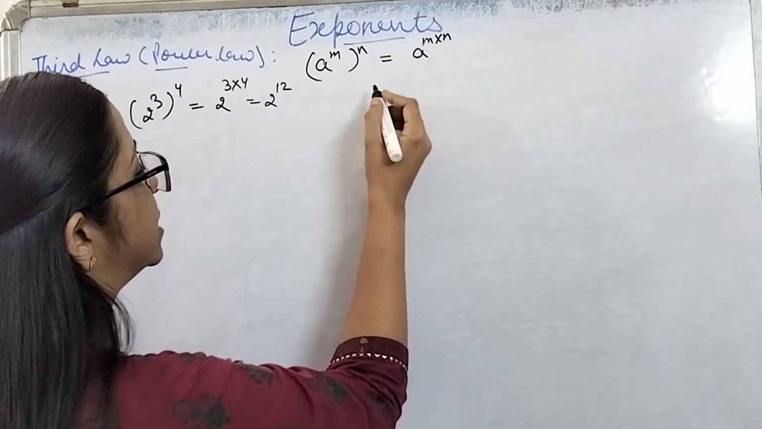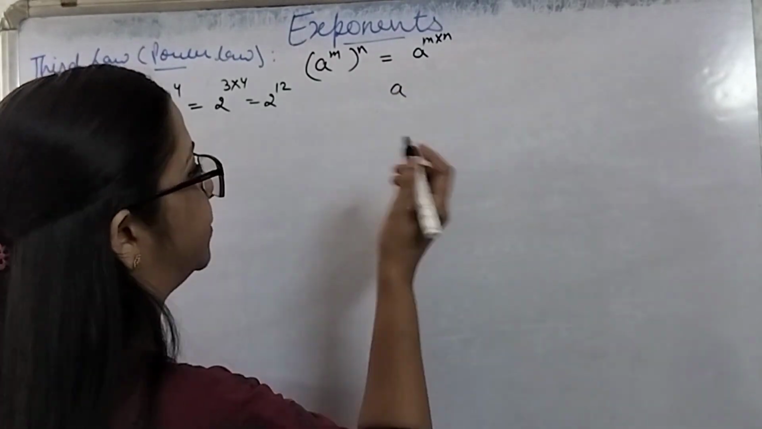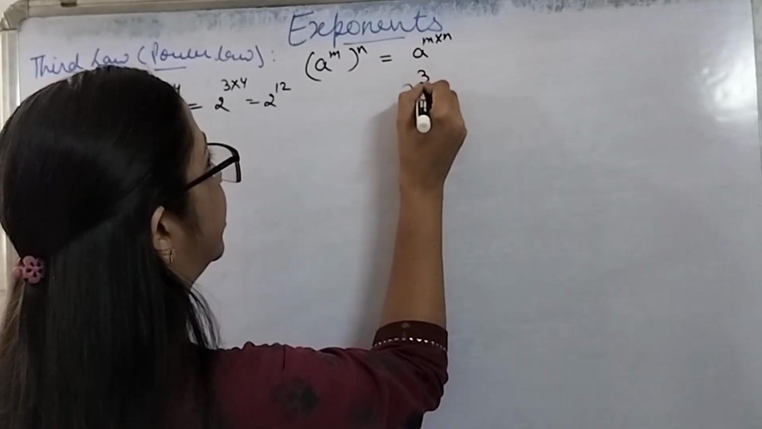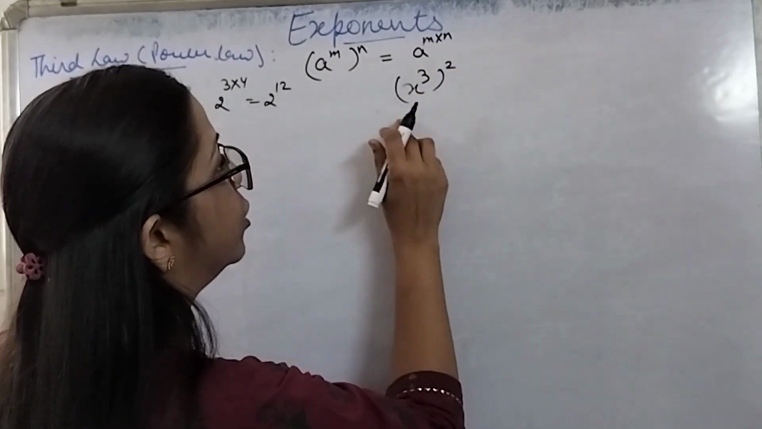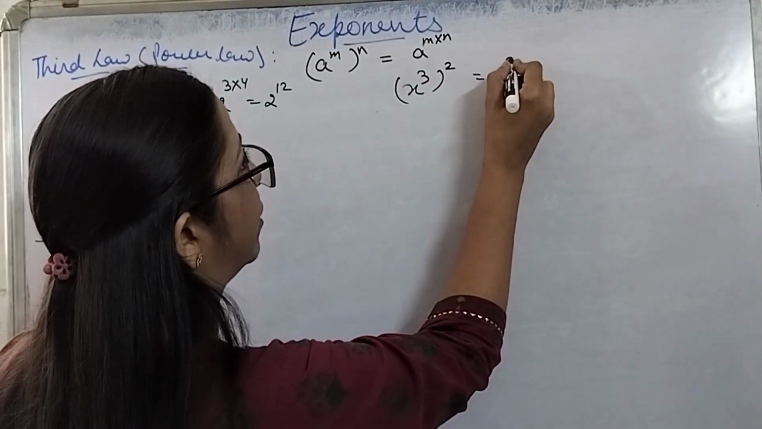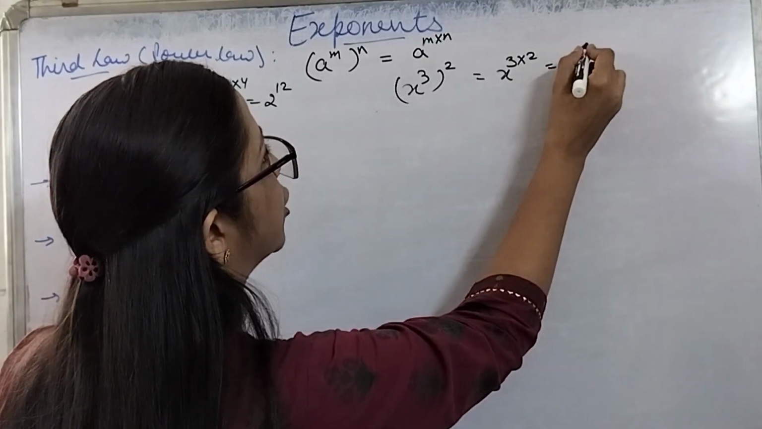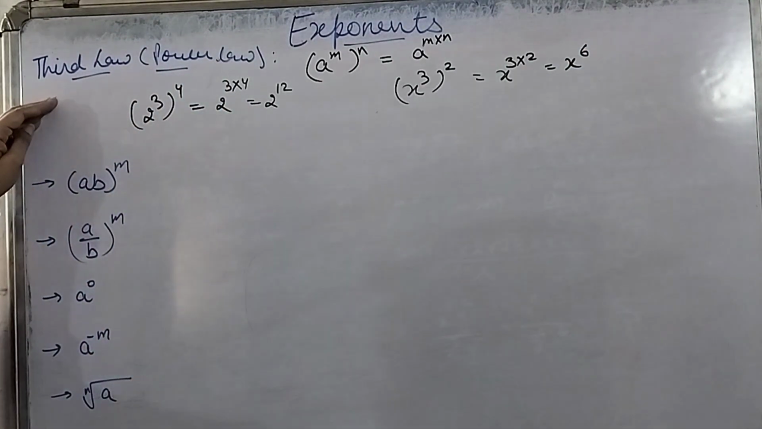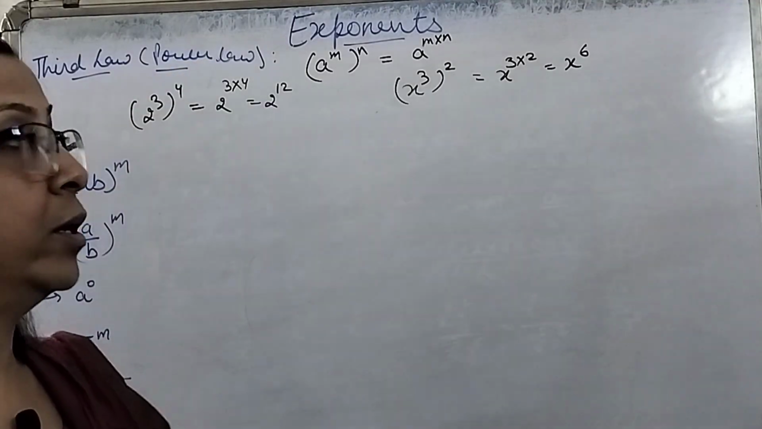Similarly, if your number is, say I am taking suppose x raised to the power 3 whole raised to the power 2. So its value will be x raised to the power 3 multiplied by 2. That is your x raised to the power 6 will be the value. This is your third law, that is even known as your power law.